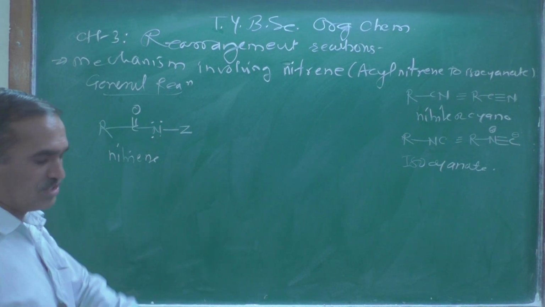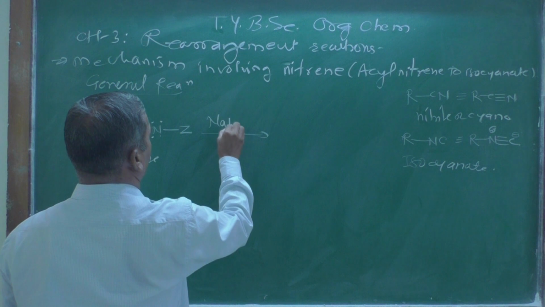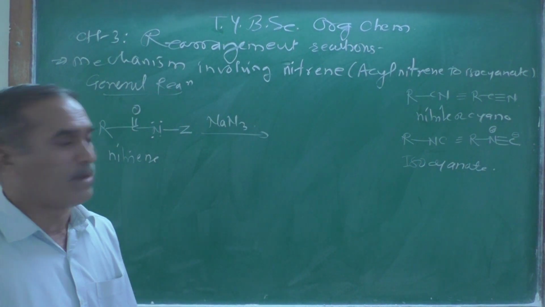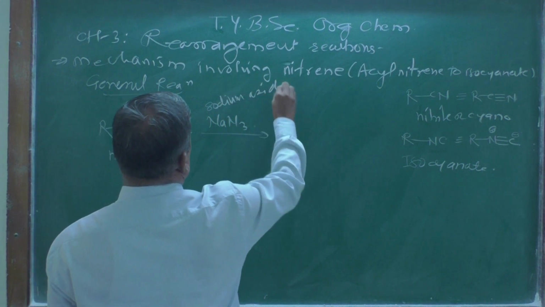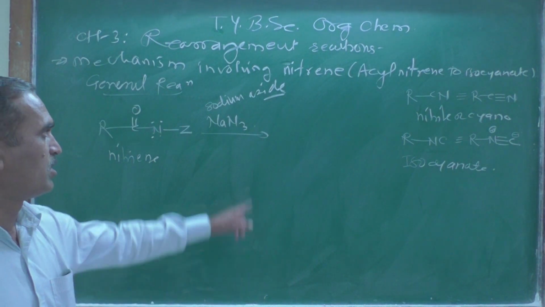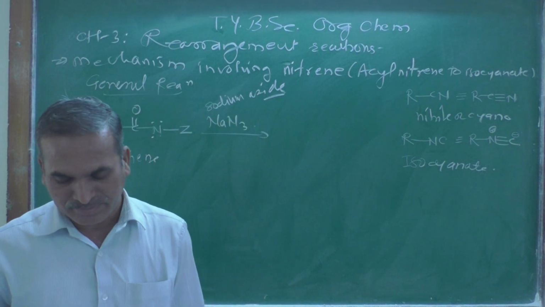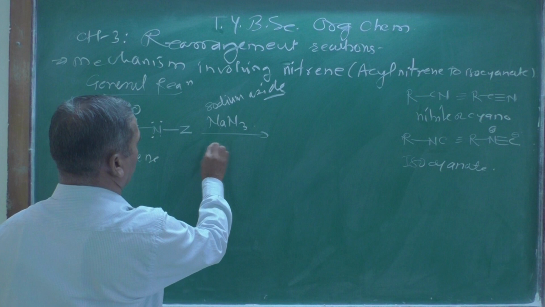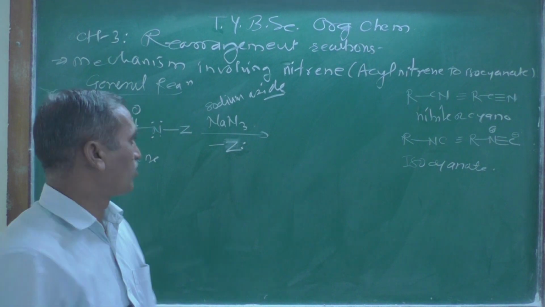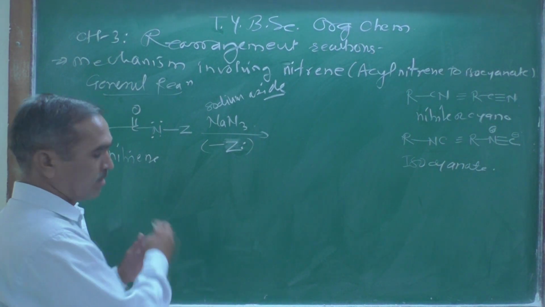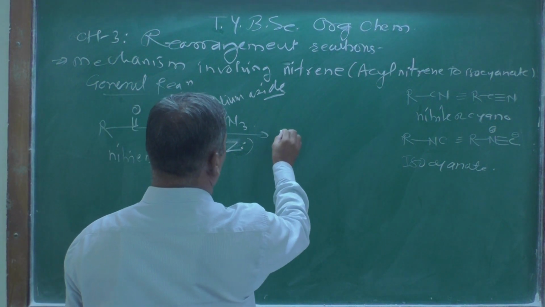Near the carbonyl group, Z is any group you can call it, and then when it is treated with sodium azide, N3 is called sodium azide. You are already familiar with this. The azide N3 is a good nucleophile in nature, and Z is a leaving group here. After that, Z leaves. What does it give? It produces this type of compound over here.